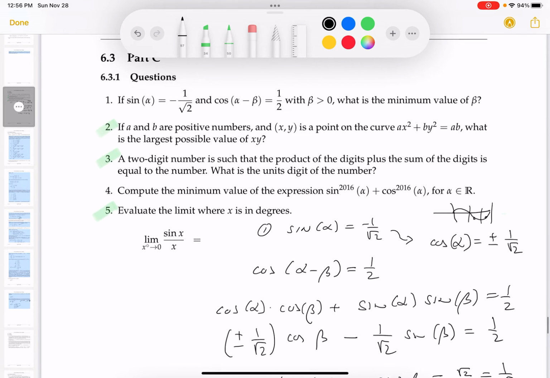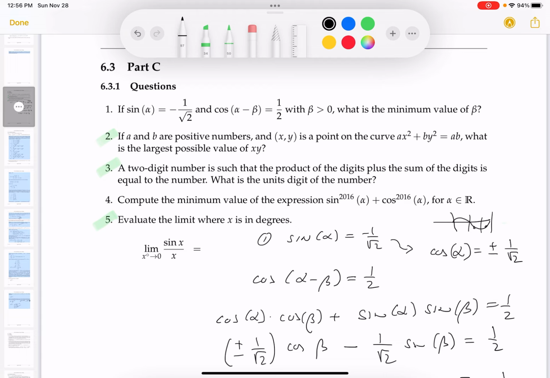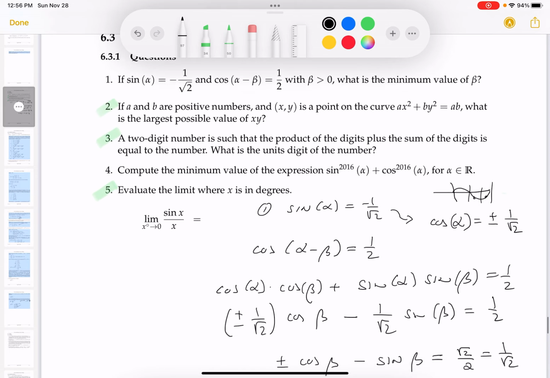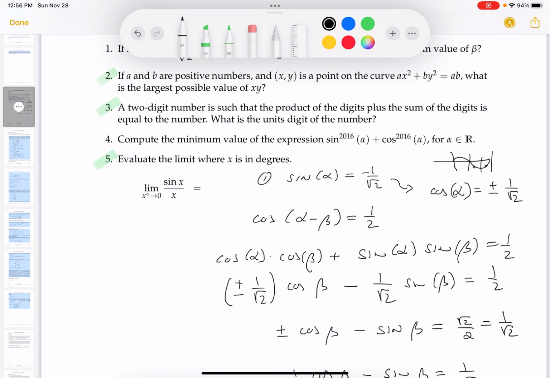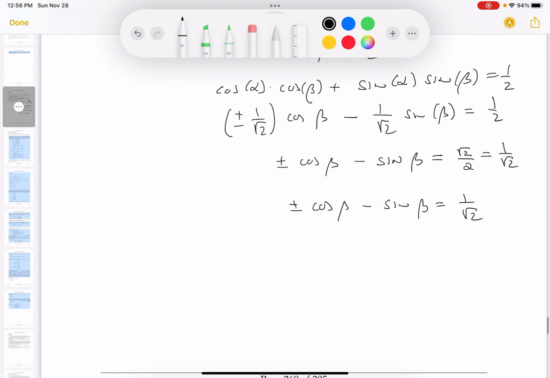Let me see what their question is, though. So it says sine alpha equals this, cosine alpha minus beta equals that. Beta is a positive number. What's the minimum value of beta? So I want a minimum value of beta, and beta is a positive number.